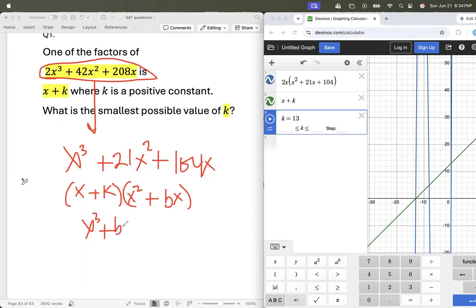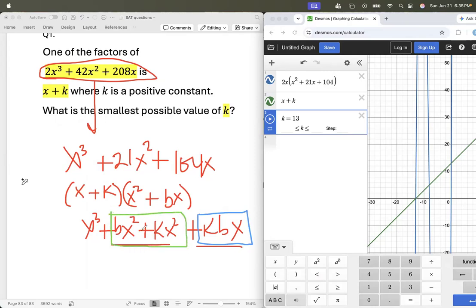I like this method because even though it takes maybe a few seconds, you can see what is going on if they give you a constant, because that's what the SAT likes to do. I have k times x squared, and I have what? kbx. And you can see this is x squared and this is x. So let me use different colors. You can see, this is one factor, and the next factor is this.